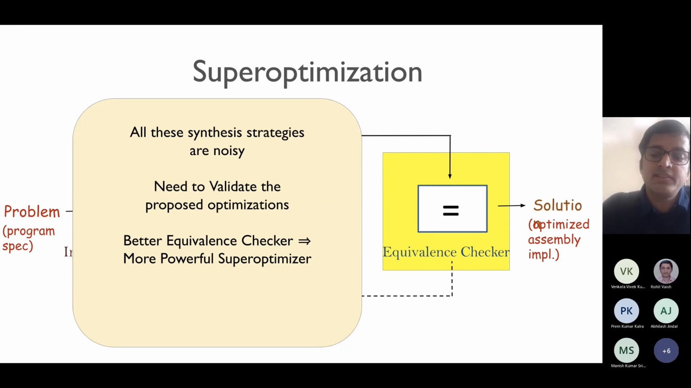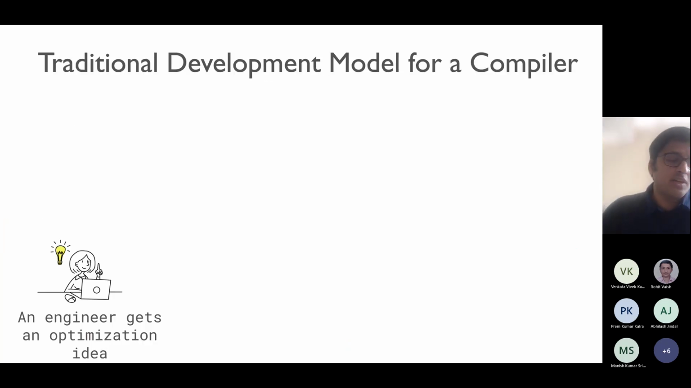So in a big way, equivalence checker is kind of the backbone of the super optimizer. So let's step back and compare this development model to the traditional development model for a compiler. In the traditional model, Saurav?